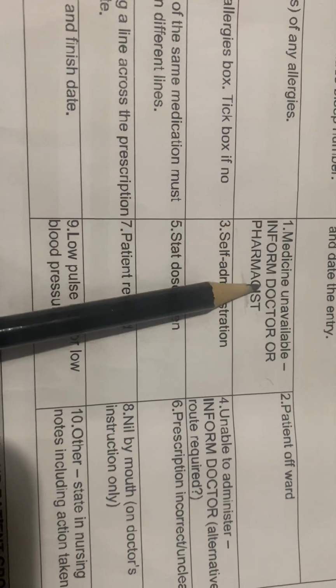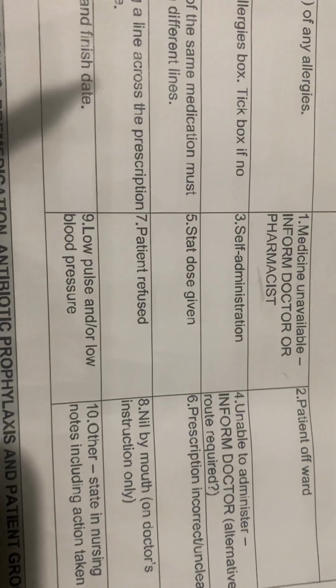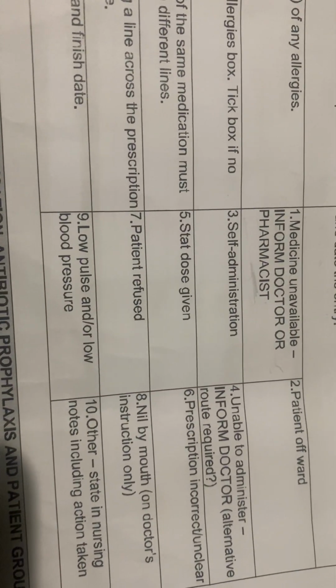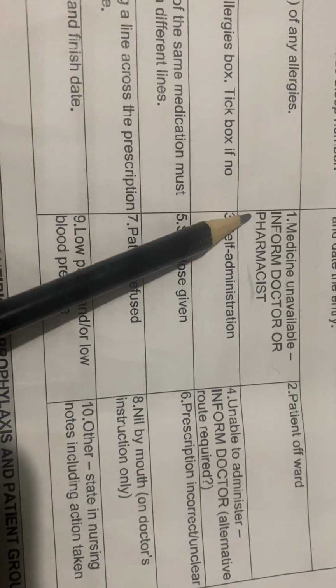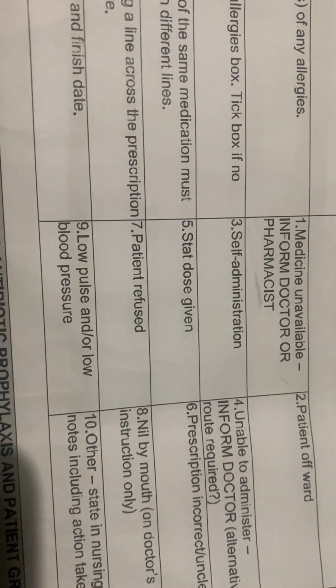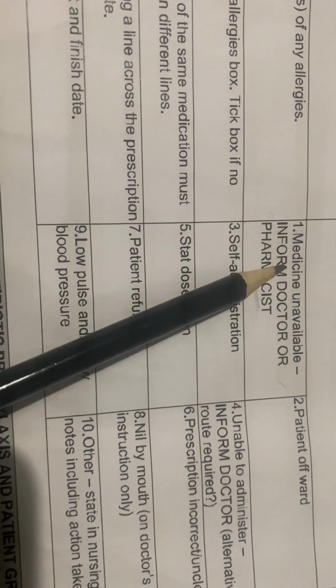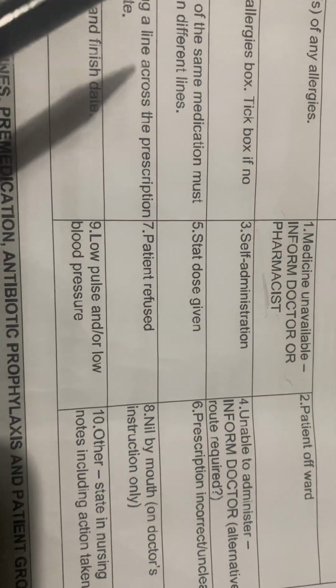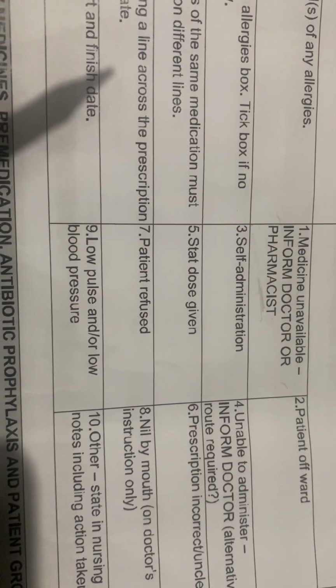And then you can inform the doctor and also the pharmacist that this particular medicine is not available. You want to do a medication, you notice that paracetamol is no more available. What are you going to do? You are going to code it code 1 and then inform the doctor and the pharmacist that this medication is no more available. That is it.